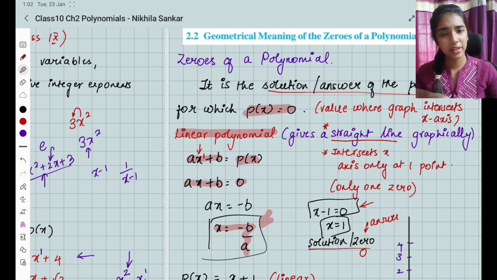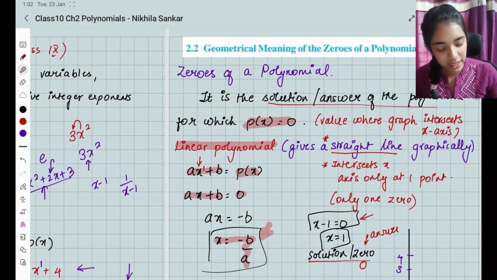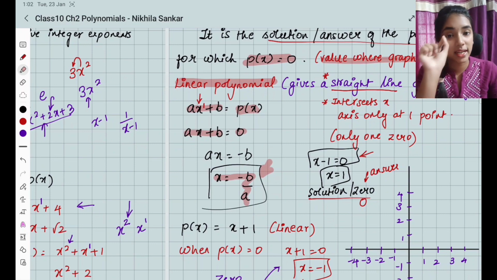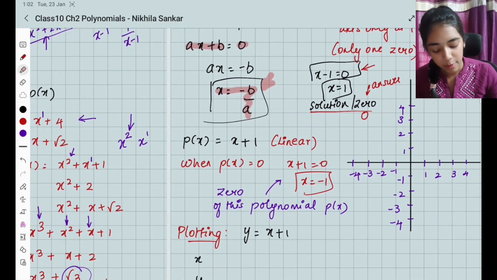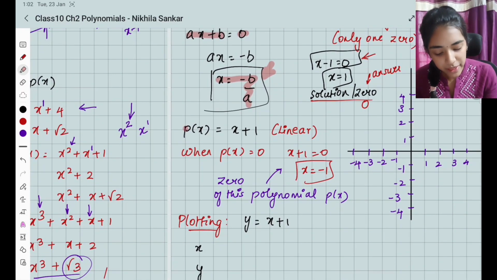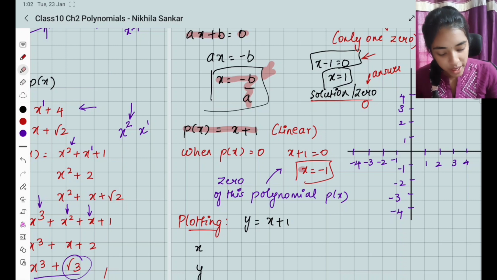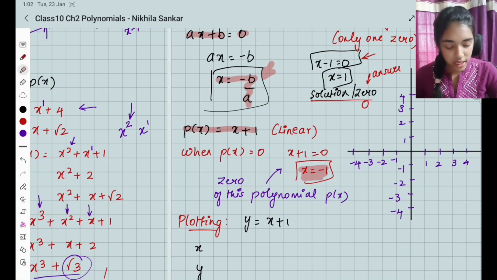Okay, இதை இப்போ graphically நம்ம எப்படி solve பண்ண போறோம்? Graphically, it is going to be the value where the graph intersects the x-axis. எத்தனை பாயிண்ட்ல x-axisல intersect பண்ணுதோ that is going to be the number of zeros. Okay, இப்போ pay attention. Let's see an example. P of x equals x plus 1. So this is a linear polynomial. இப்பதான் பார்த்தோம். So when P of x is equal to 0, you have x equals minus 1. இப்போ x is equal to minus 1 na, where is it intersecting the graph?